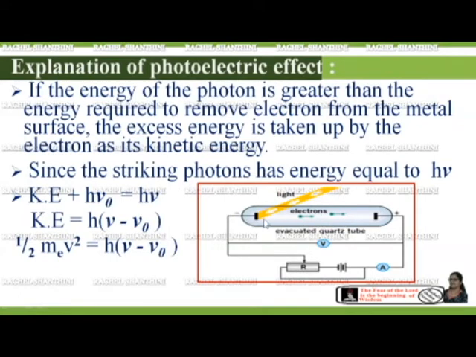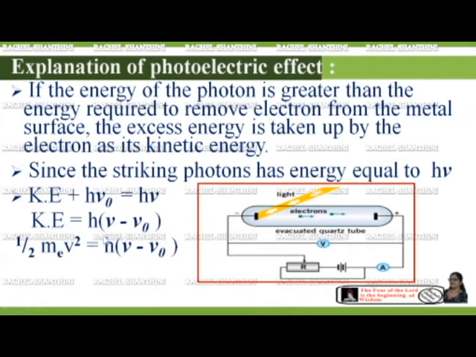Since the striking photon has energy equal to hν, we can write the Einstein equation: E = hν as KE, kinetic energy, plus hν0, which is the minimum energy required to eject the electron from the metal surface, is equal to hν. If we bring this hν0 to the right hand side of this equation, then it becomes KE = hν − hν0. So we can take h as common. So KE = h(ν − ν0), that is, kinetic energy is equal to Planck's constant h times (ν − ν0).